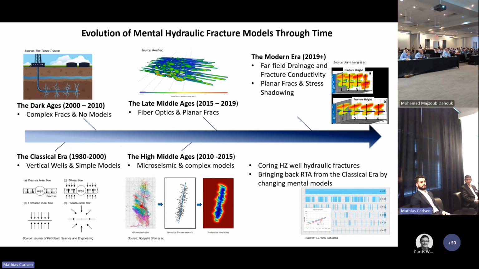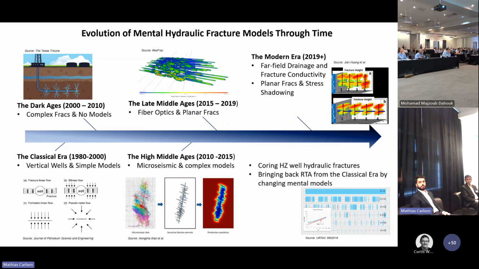And then we get to what we're going to say is the high Middle Ages. We're getting a little smarter. We're using microseismic, which is our best tool at the time to understand hydraulic fracturing, and we start to enter the age of SRV. The fracks are complex, but the models start to evolve. Everybody likes to see a complex branching fracture, interaction with natural fractures. A lot of effort goes into that, and it also goes into developing not just fracture models, but RTA models that will start to represent that: trilinear models, various types of models in RTA, but everything's still relatively homogeneous.